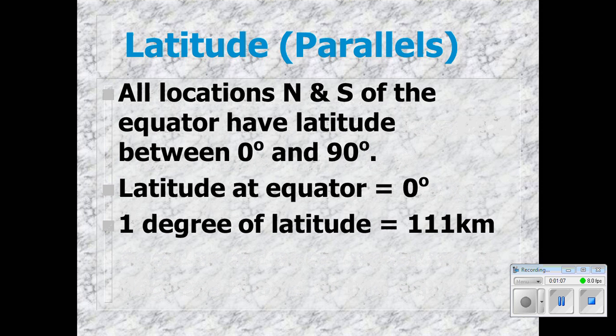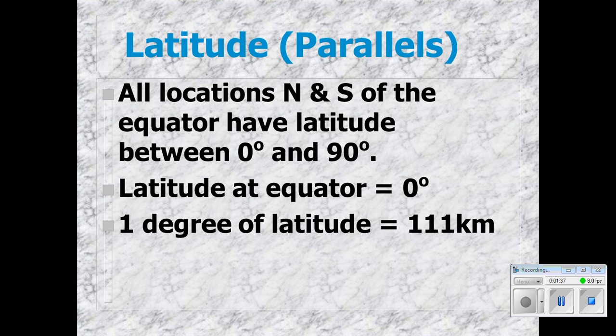All locations north and south of the equator have latitude between 0 and 90 degrees. The latitude at the equator is 0 degrees. So at the poles, each pole is 90 degrees. The equator in the middle of the Earth is 0, and does not have a north or a south designation. The North Pole is going to be 90 degrees north. The South Pole will be 90 degrees south.